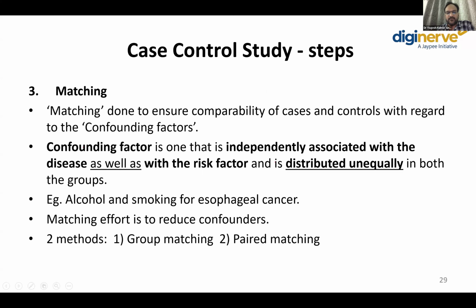Why will we do matching? To remove the confounding factors. And what is a confounding factor? It is very important. A confounding factor is a risk factor that is independently associated with both the outcome and the exposure. How is it possible?